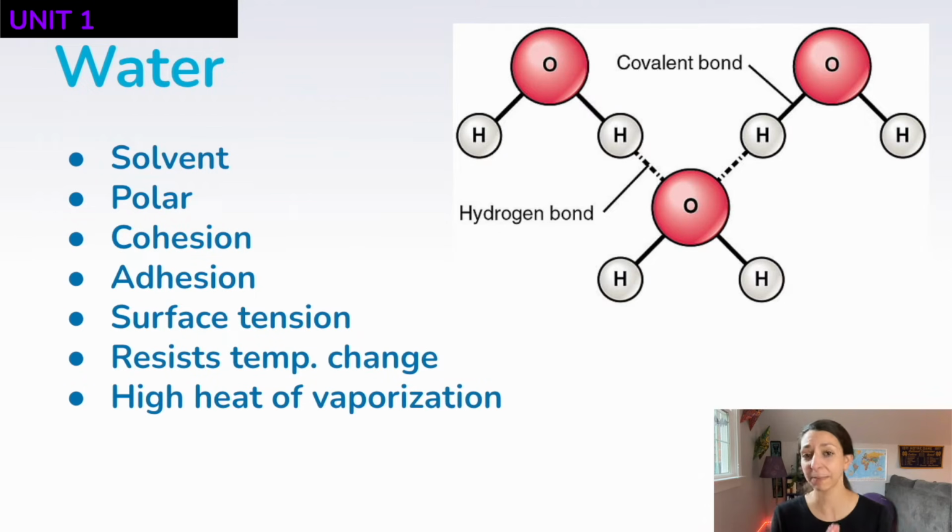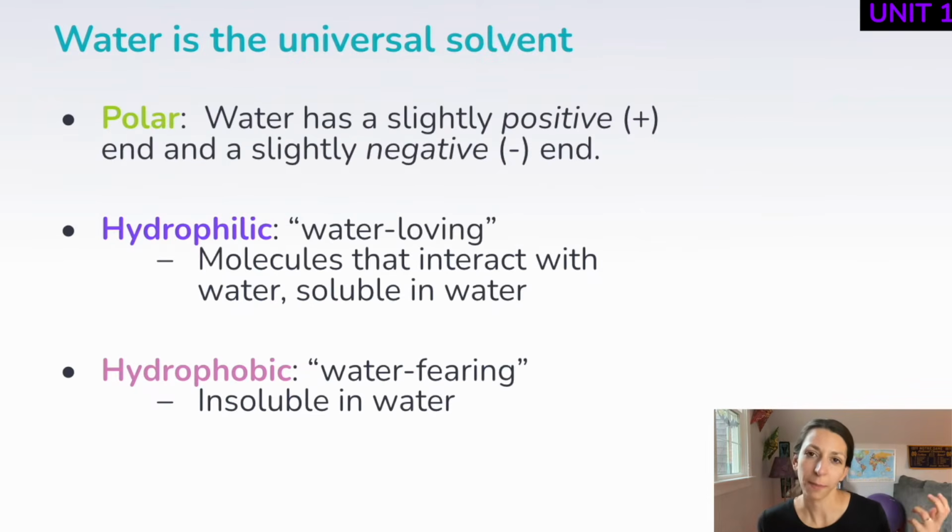It also has a high specific heat capacity, which means it resists changes to temperature, which means it can absorb and store a lot of heat before its temperature rises, and that is crucial for temperature regulation in organisms and helps us maintain a stable internal environment. It also has a high heat of vaporization, which means it takes a lot of energy to convert from liquid to gas. Add a little bit more vocabulary for review.